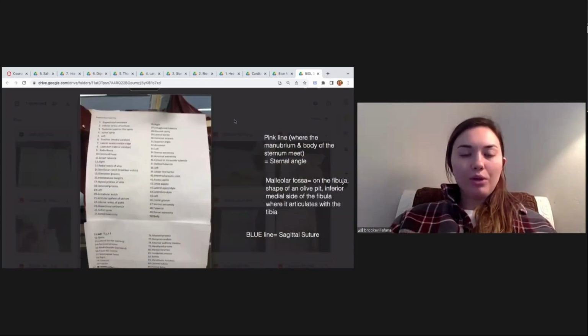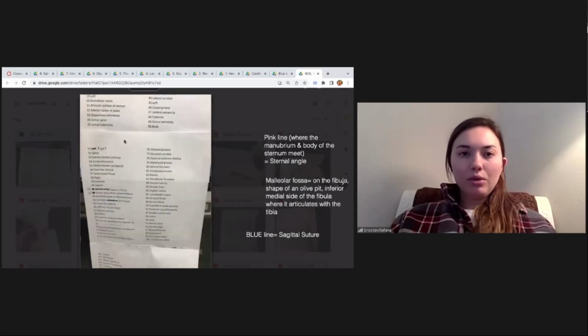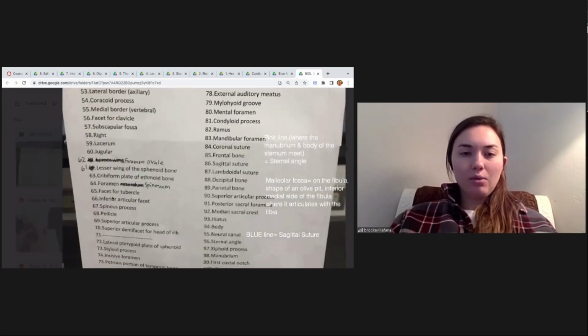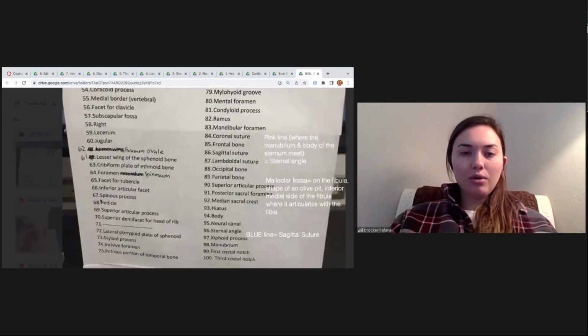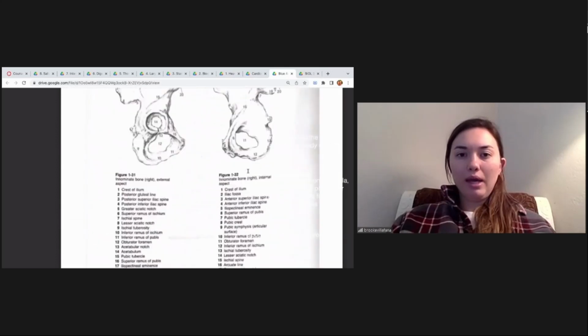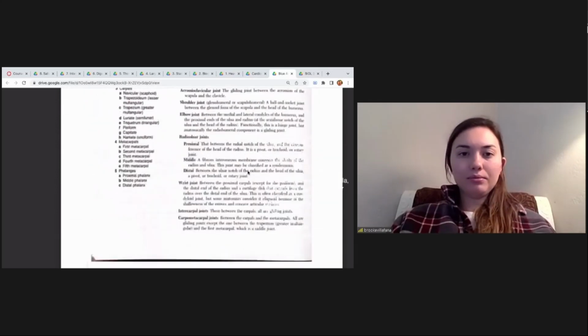So when you're looking at your pages, I'll go and show you. When we're looking at the answers, we have the facets, right? You want to know your facet for tubercle, or inferior articular facet, spinous process, pedicle, superior articular process, superior demifacet for head of rib. So that's like 5. And then we go to your vertebra page in your packet.